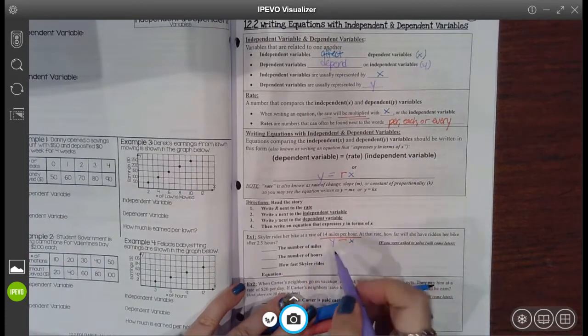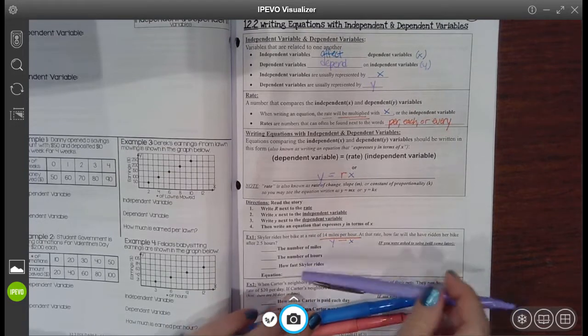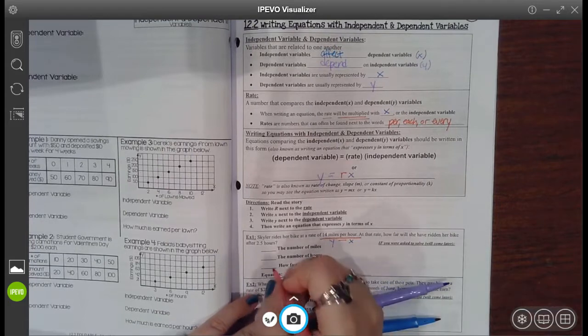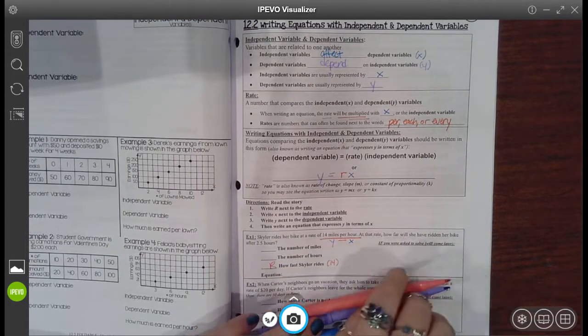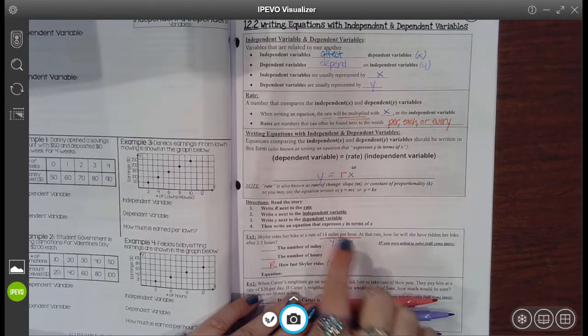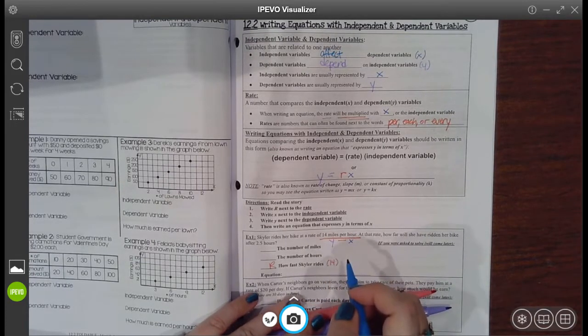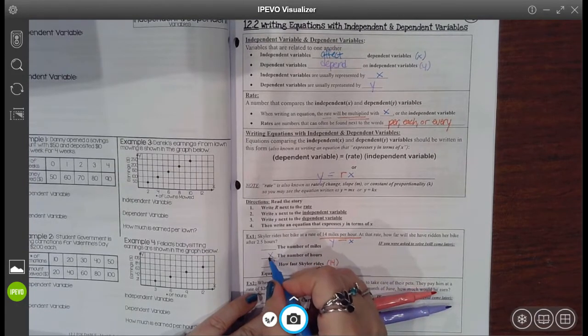So right here, your rate is the 14 miles per hour. It's that whole thing. It involves both the y and the x. So that's how fast she rides. That's your rate. She rides at 14 miles per hour. And then it separates out to your y, or dependent variable, is the miles, and your x, or your independent variable, is the hours. So again, the number of hours is your x.